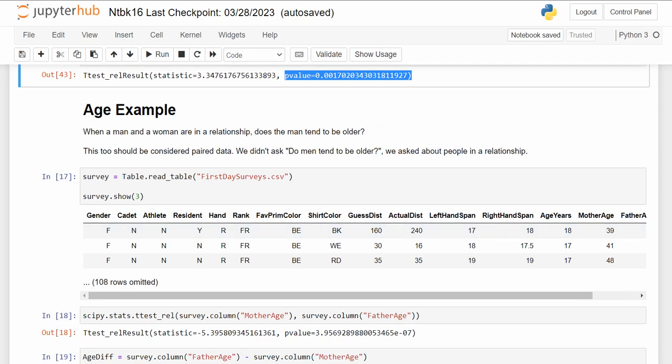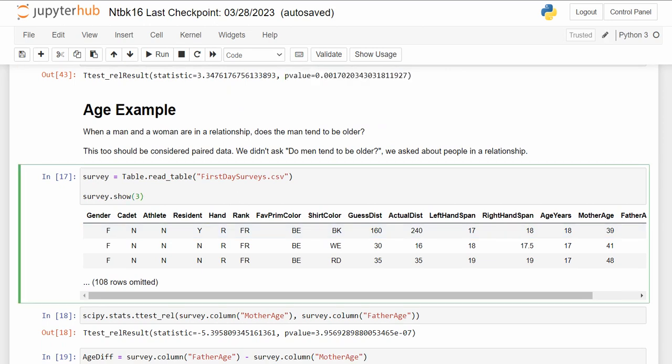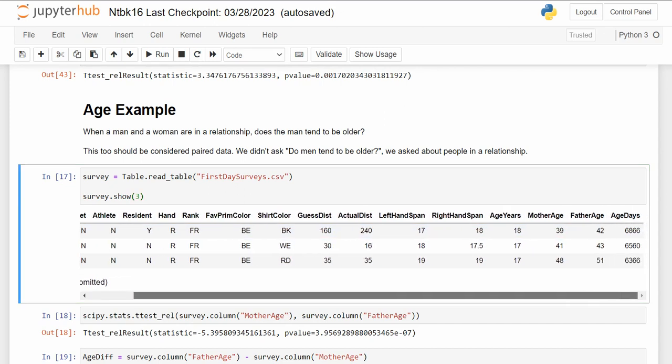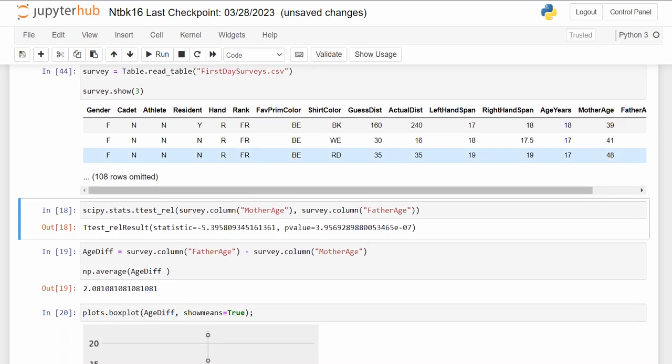All right, so jumping into the age example, we're using this first day surveys, and mother's age and father's age, sorry, are over here. Okay. And so we read the data in, and then notice we do survey.column mother age and then survey.column father age. Why? Well, remember, it's always first minus second. So here they're doing mother age minus father age.